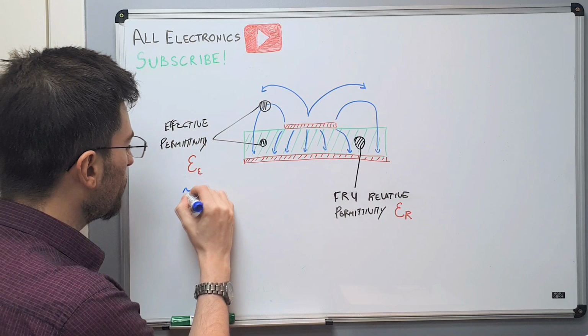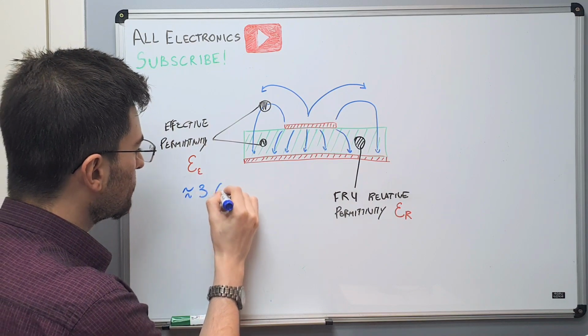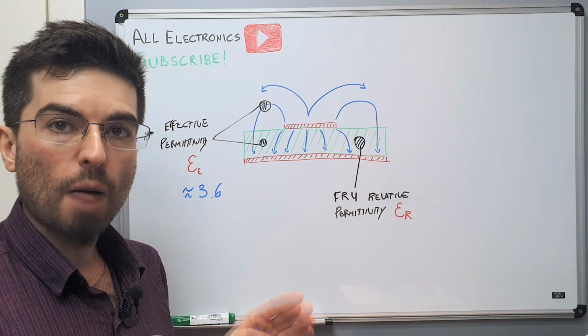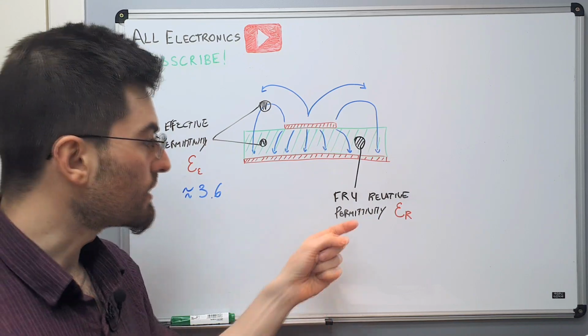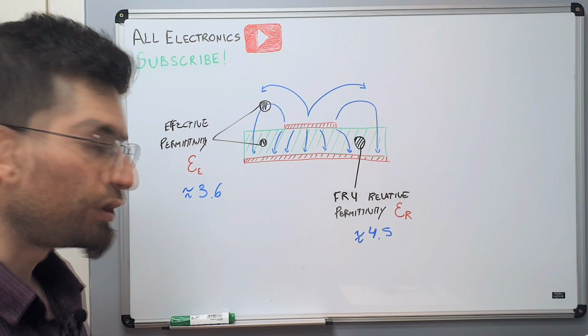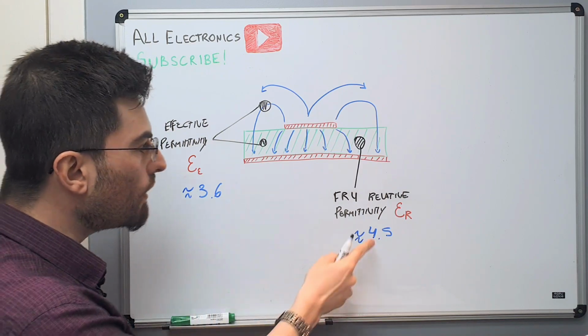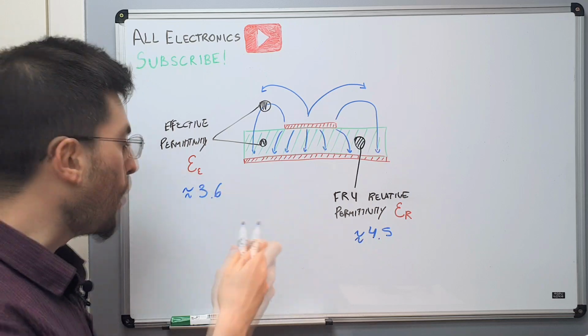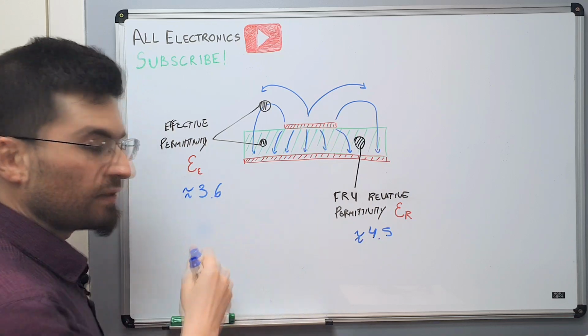This measurement will be approximately 3.6. And for you to see the difference, commonly FR4 has a relative permittivity of 4.5. So you see that the measurement is lower than 4.5 and is higher than 1, which would be the relative permittivity for air.